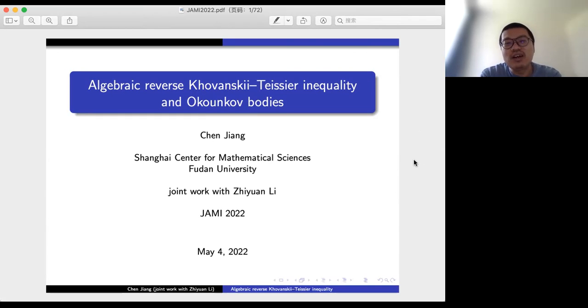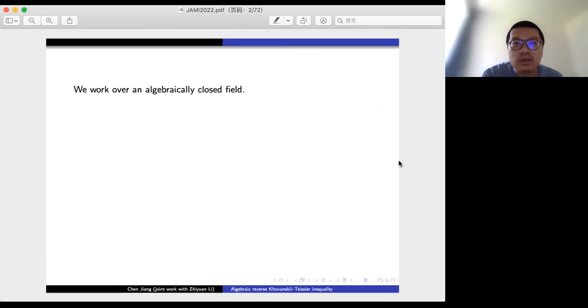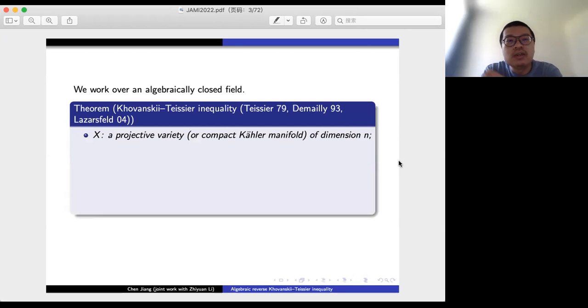So today I'm going to talk about a classical topic: inequalities on the intersection numbers of divisors. Here I am working over any algebraically closed field, of arbitrary characteristic. Let me recall the Khovanskii-Teissier inequality.